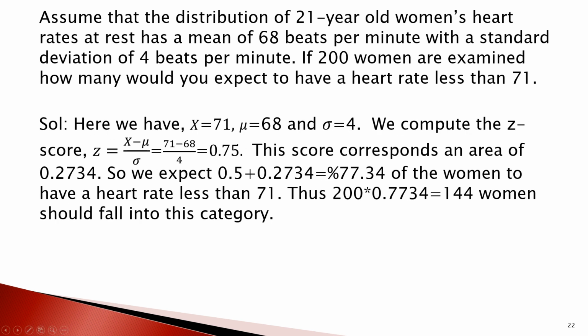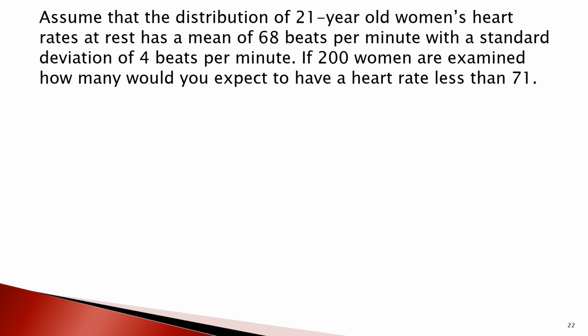So x, the raw score here, is 71. The mean is 68 and the standard deviation is 4. If we compute the z-score, it's going to be 0.75. This corresponds to an area of 0.27 from the table.